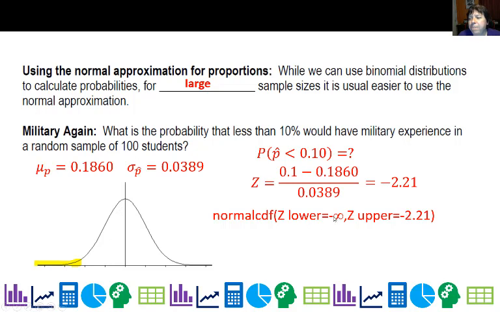By the way, on your calculator, since you can't technically key in negative infinity, if it defaults to that negative e to the 99 thing, that's great. Don't worry about it. But if it has a number in there, you just use a really large negative number like negative 100,000 or something. And it should give you a pretty good value for your probability, which is 0.0136. So there's only about a 1% probability that a sample is going to give us less than 10% with military experience.